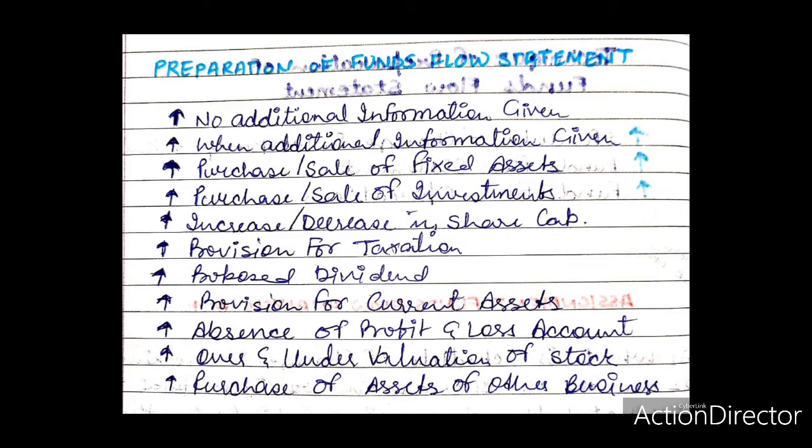Increase or decrease in share capital and long-term liabilities. Between the two balance sheet dates, increase in share capital or long-term liabilities during the year arising on account of fresh issue of shares or debentures results in a source of funds. The redemption of preference shares or buyback of equity shares or debentures is an application or use of funds, as it reduces the value of these instruments.